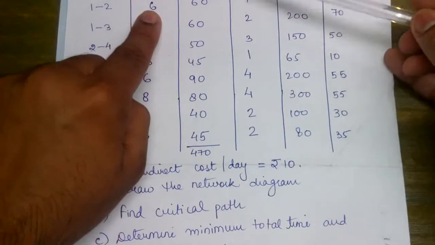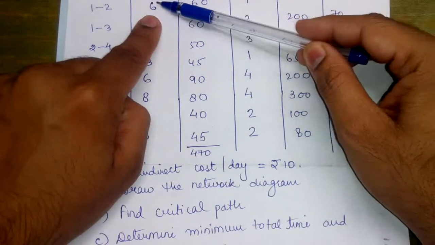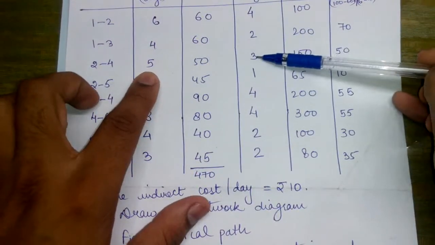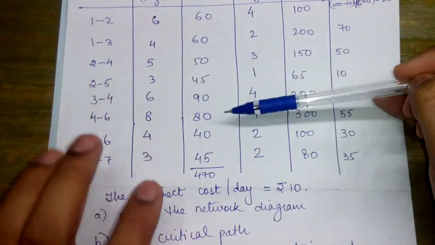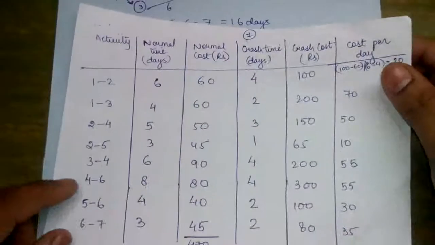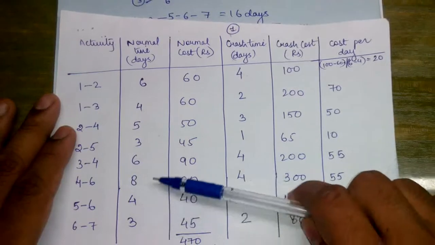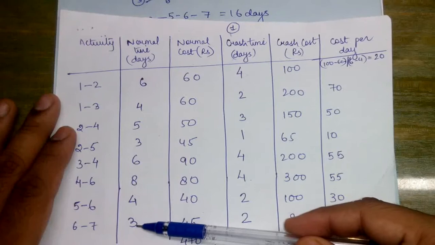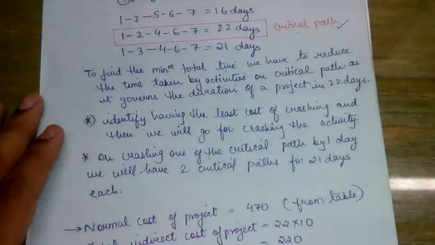Now for 1 to 2, normal time is 6, crashing time is 4. So we can crash this activity maximum by 2 days. For 2 to 4, the crashing time is 3 and the normal time is 5. So it can be crashed maximum by 2 days. Now what was the next activity? 4 to 6. In the 4 to 6, normal time is 8 days and the crashing time is 4. So we can crash it by maximum 4 days. Next is 6 to 7. Normal is 3. Crashing is 2. So we can crash it only by 1 day.